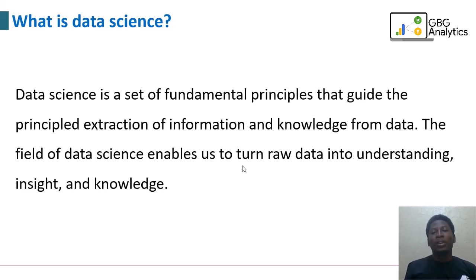Data science is a set of fundamental principles that helps us to extract information and knowledge from data, which means that the field of data science enables us to turn raw data into understanding, insight, and knowledge. Basically, we want to get three things by doing data science. The first is to understand our data set, to understand what our data can give us in terms of information, and also to get the insight and knowledge out of it. So data science will help us to get information and insight, which will help us to evaluate our solution and to get profits.